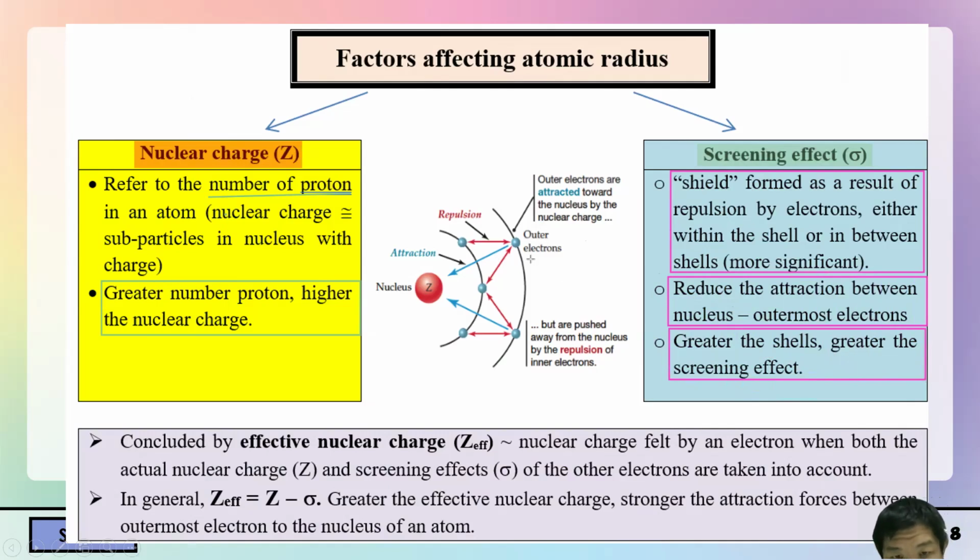So from here you can see the difference between nuclear charge and the screening effect.